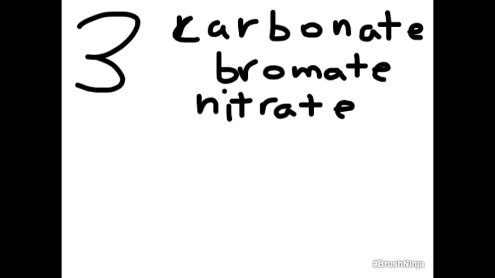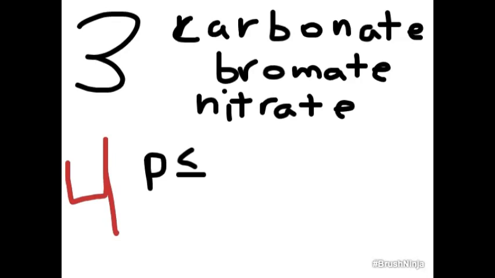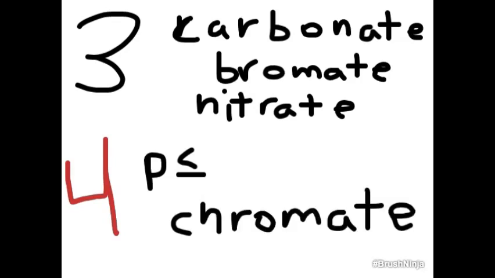Most of them have 3 oxygens like carbonate, bromate, or nitrate, but some of them have 4. The way you can remember which ones have 4 is that most of them start with any letter after P, like permanganate, phosphate, silicate, and sulfate. Don't forget that chromate also has 4, which is something you should also remember.